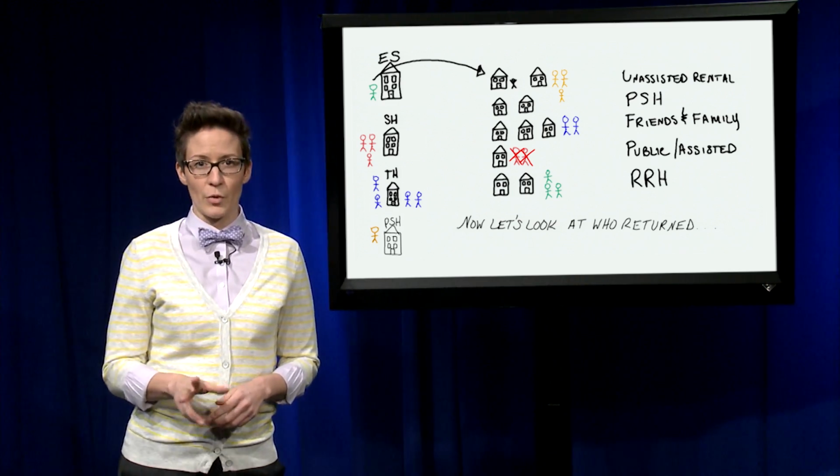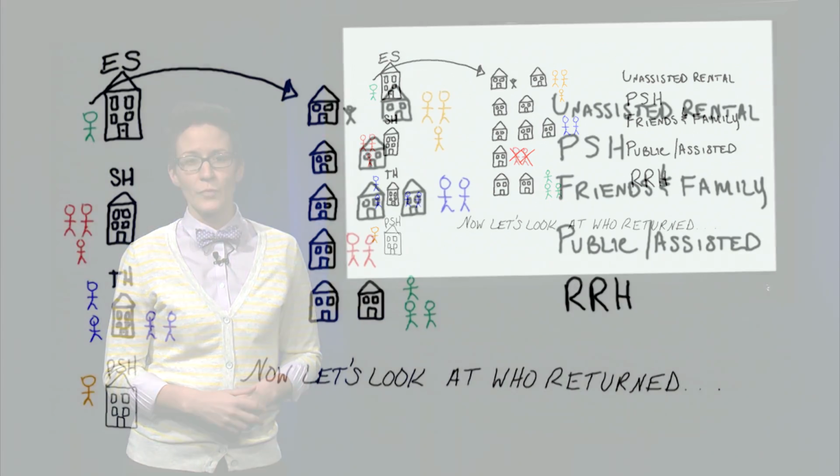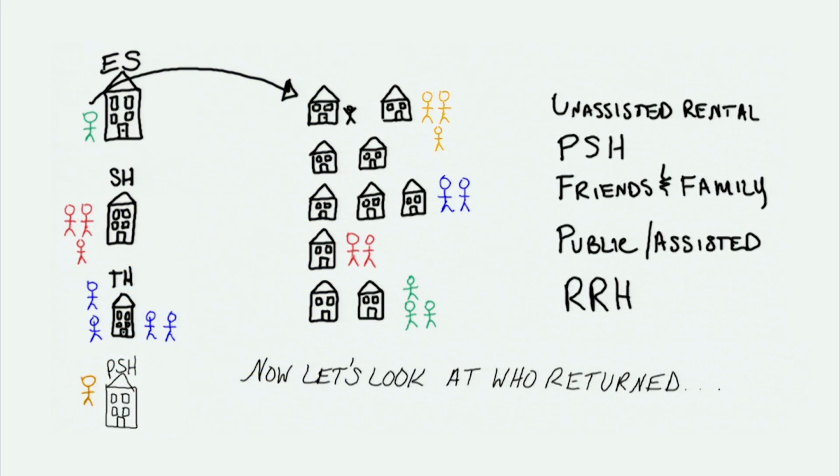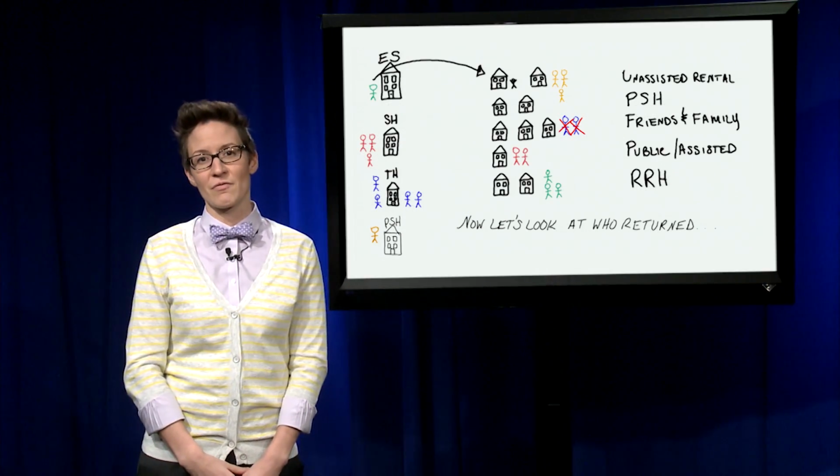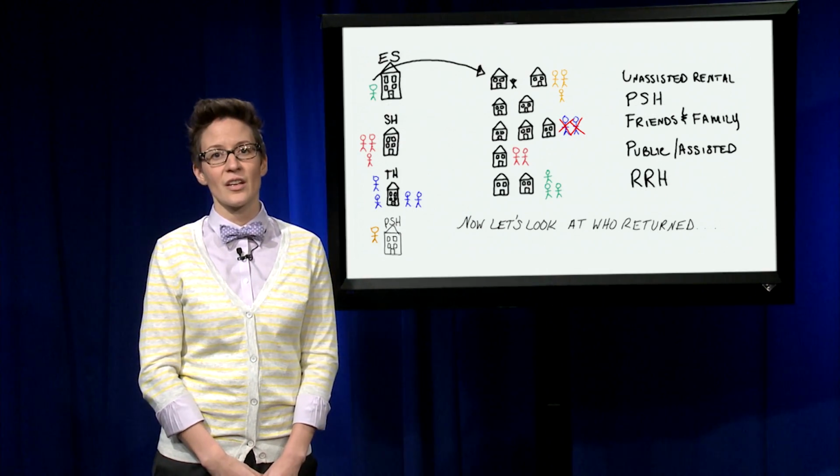So let's look at a second way you can analyze your local data. You can also look at the permanent housing destinations that people are exiting to. In our example, notice that a lot of the people who are returning to homelessness originally had exited to housing with family and friends. That could indicate, for example, that more follow-up services are needed to make those housing placements work.